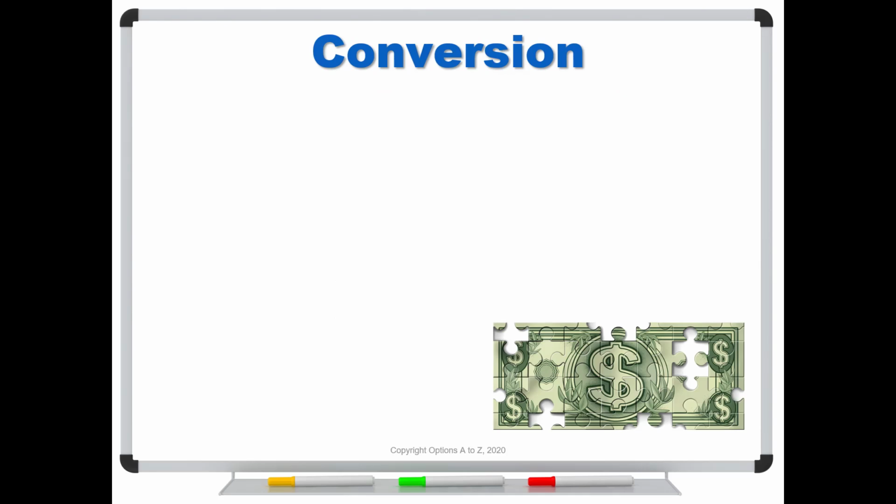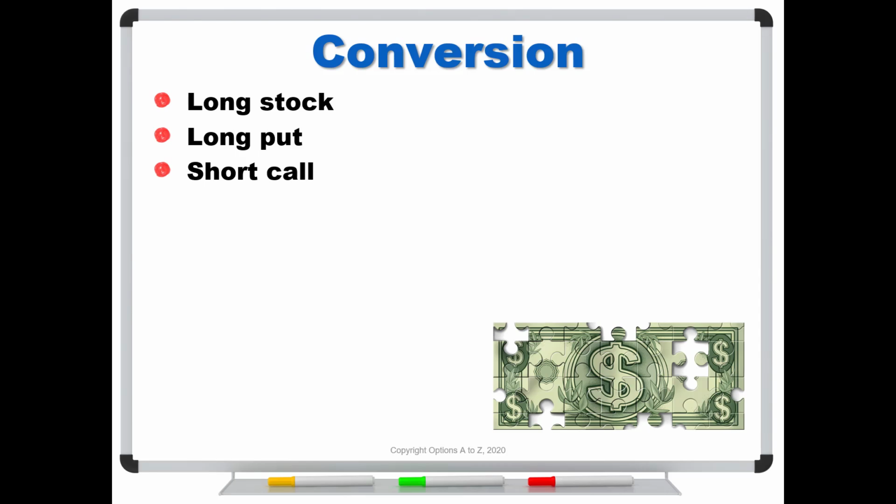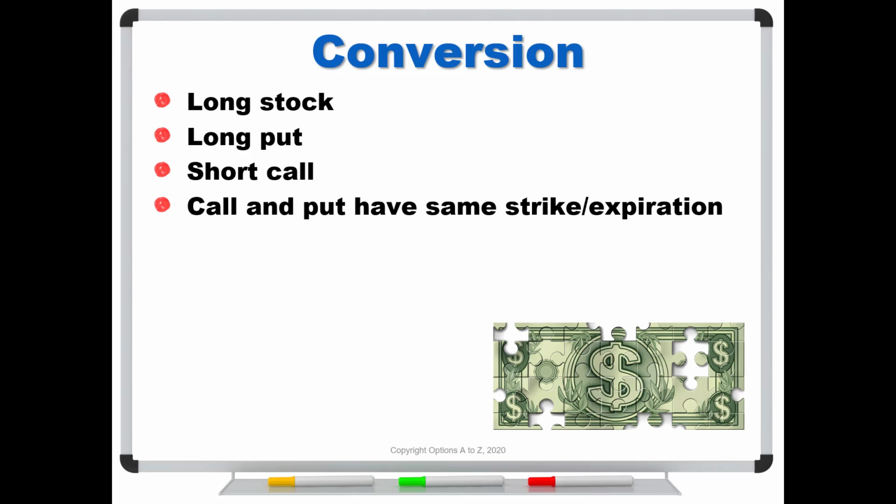So the first thing we have to talk about is a conversion. We've talked about these before. It's a type of strategy, and what you're going to do is buy 100 shares of stock. You will buy a put and you will short or sell a call. Those are the three pieces right there. Now, the call and the put have to have the same strike and expiration, but those strikes do not necessarily have to equal the current stock price.